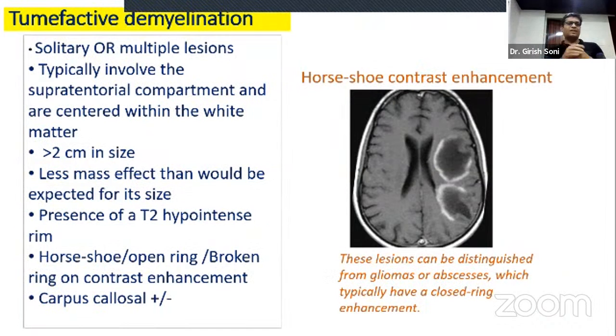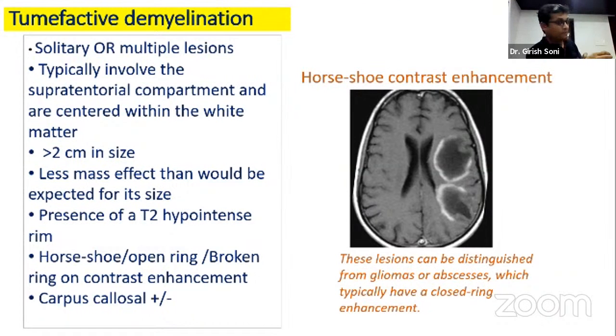So what are the typical imaging findings of tumefactive demyelination? In 80 to 90% cases, they are solitary. In 10% cases, they can be multiple. In most of the cases, they are supratentorial and centered within the white matter, gray-white matter junction. By definition, they are more than 2 centimeter in size with minimal mass effect for that size of the lesion.